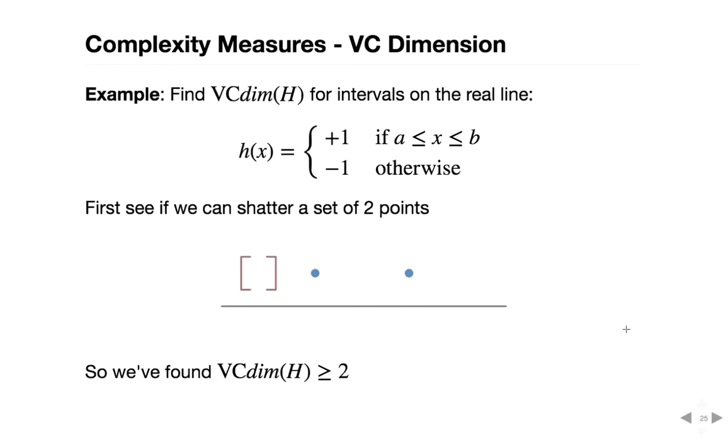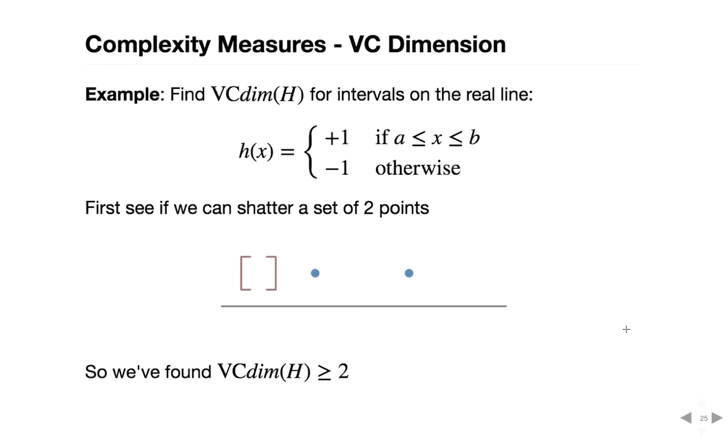So this was taking all 4 possible combinations of labelings of 2 points, and we showed that with intervals, I can accurately classify all 4 combinations, and that means that we've shattered this set of 2 points. Okay, so from this we know that the VC dimension for intervals is at least 2. It might be bigger. But now we need to try to prove an upper bound.